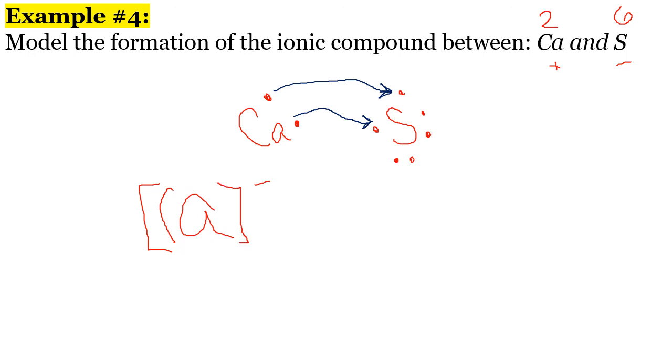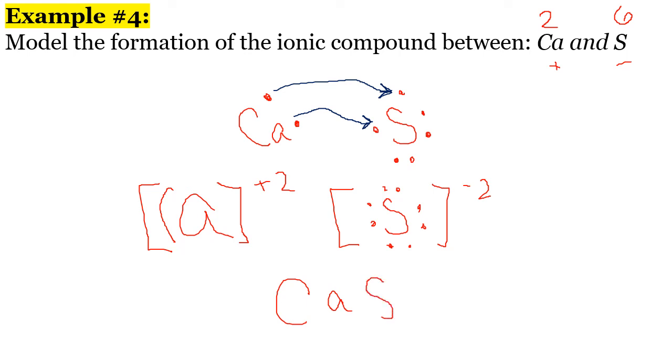Calcium lost 2, so it will have a +2 charge. And then sulfur will now have a total of 8. And it will have a total of a -2 charge. We only had 1 calcium and 1 sulfur. Calcium is our cation, it will go first. Sulfur was our anion, it will go second. So our formula will be CaS. And that, in a nutshell, is how to do our Lewis structures of ionic compounds.